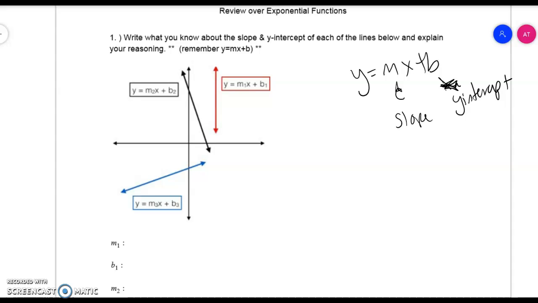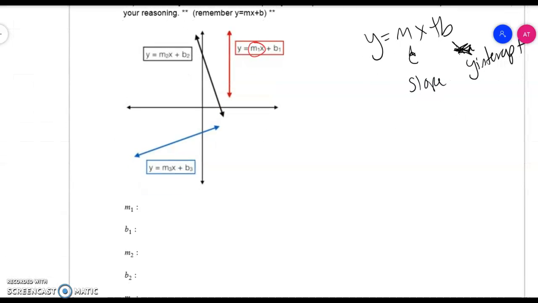is this is my first line right here. This is my second line. This is my third line. So for M1, do we know what M is? Well, M is slope. So we're going to say M1 is slope. And we have to tell what kind of slope it is. Is it positive, negative, undefined, or 0? Remember that straight up and down is undefined. So we're going to write my slope is undefined.